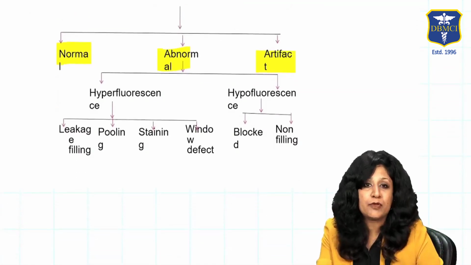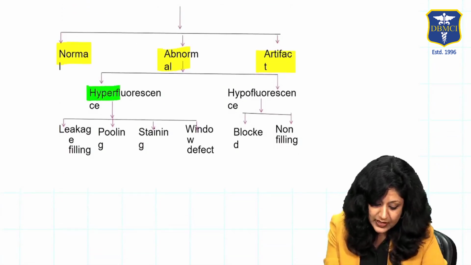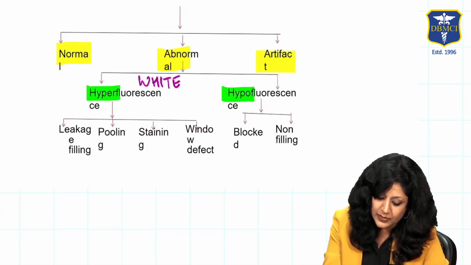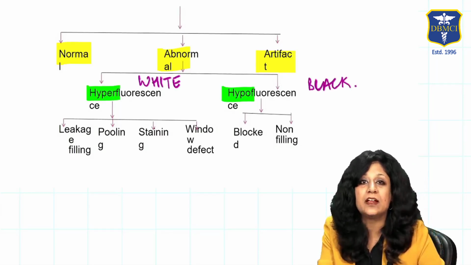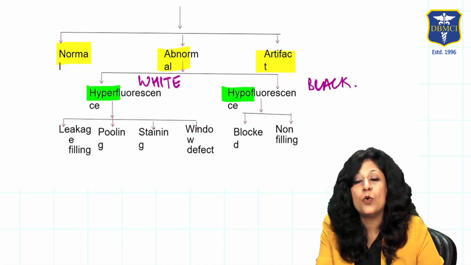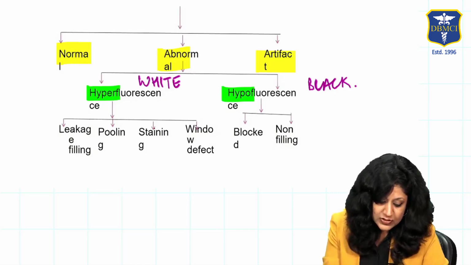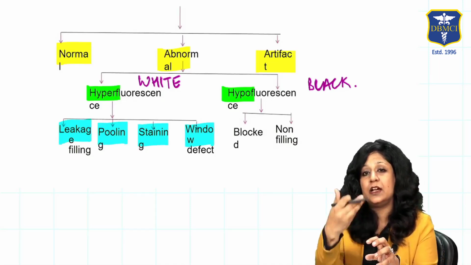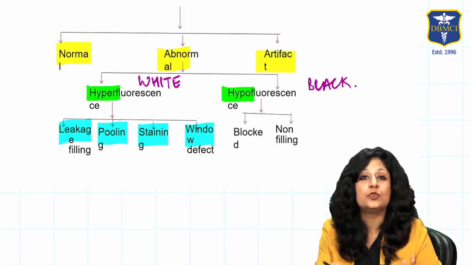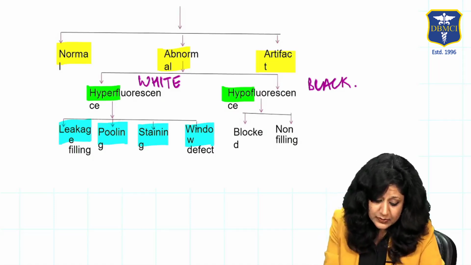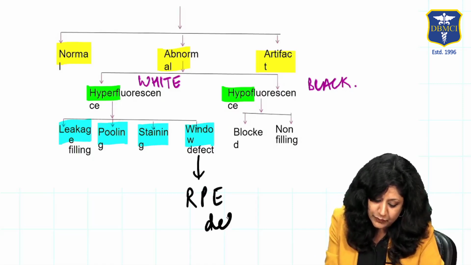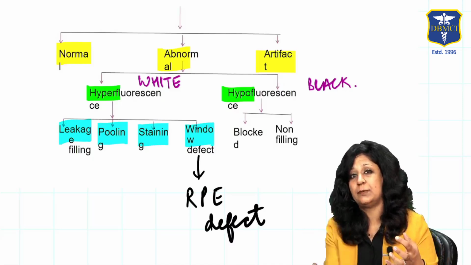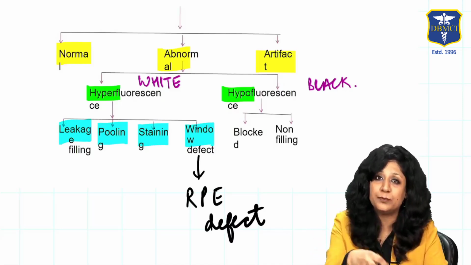Now, I am interested in the abnormal FFA. In the abnormal FFA, I can have hyperfluorescent areas or I can have hypofluorescent areas. Hyper means I am getting the white areas and hypo means that I am getting the black areas. Now, why am I getting white areas? It means there is more dye spilling. So, what can occur in these conditions? I can have leakage, I can have pooling or I can have staining, or I can have a defect due to which the dye is going into the other layers. Normally, why was it not going? Due to the tight junctions in the RPE. So, if there is a window defect, if there is an RPE defect, that will allow the leakage of the dye, or there is some abnormality due to which there is staining of the areas or pooling of the blood, pooling of the fluid.